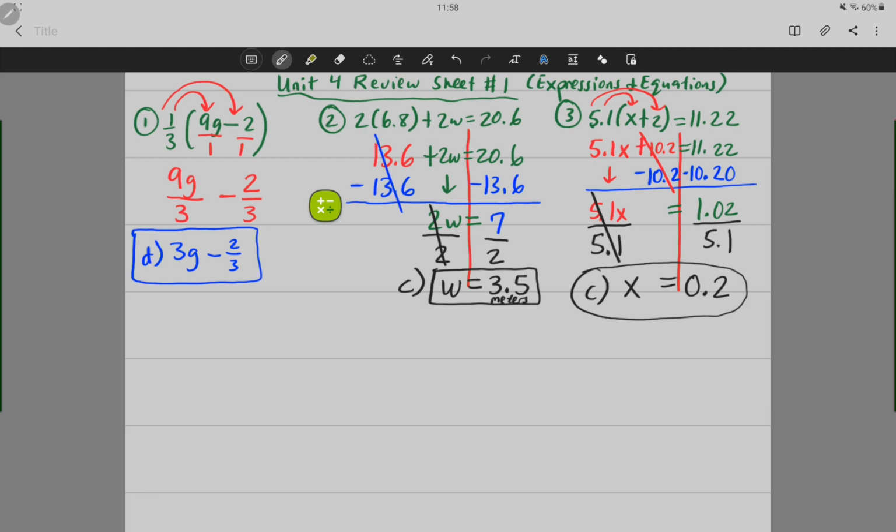All right, first 3 questions are complete. Now time for number 4. 4 says, which expression is equivalent, meaning the same, to 3.7 plus 5k minus 2k plus 1.3. So this really just wants us to simplify.